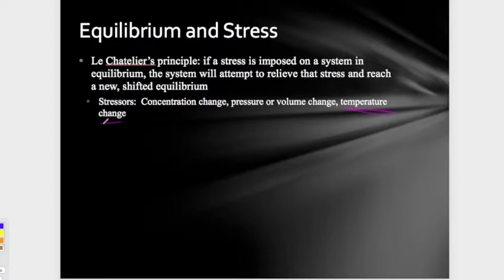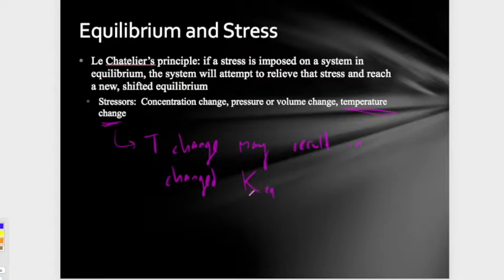But this is very, very important. Temperature change, and temperature change alone, may result, actually will typically result, in a changed K value. If you have been listening at all, you have heard me say many times that this equilibrium constant K is tied to a specific temperature for a specific system. So if we change the temperature, now all of a sudden we've changed the K value. And you guys know that different K values have different meanings.